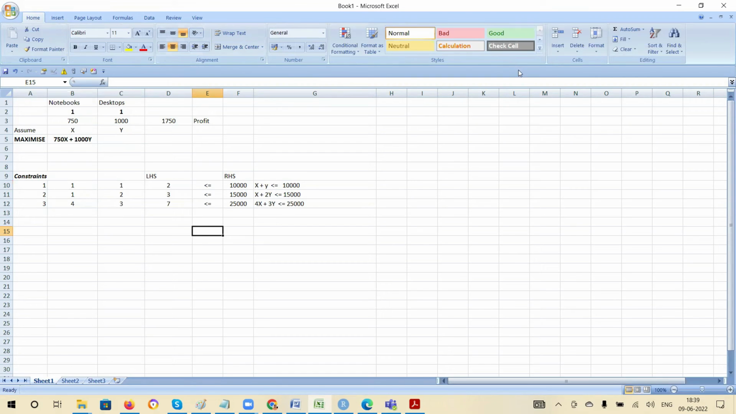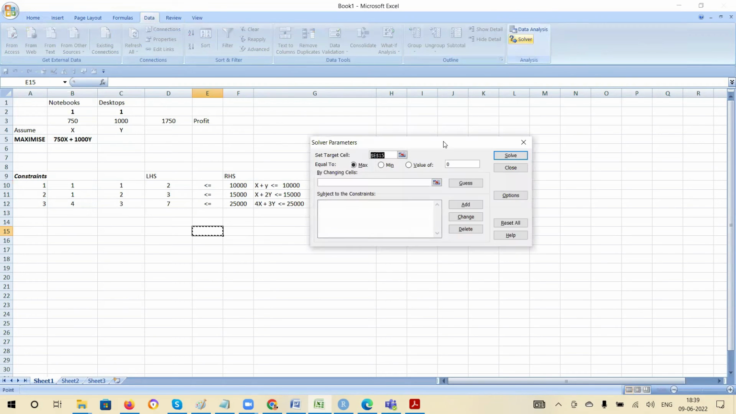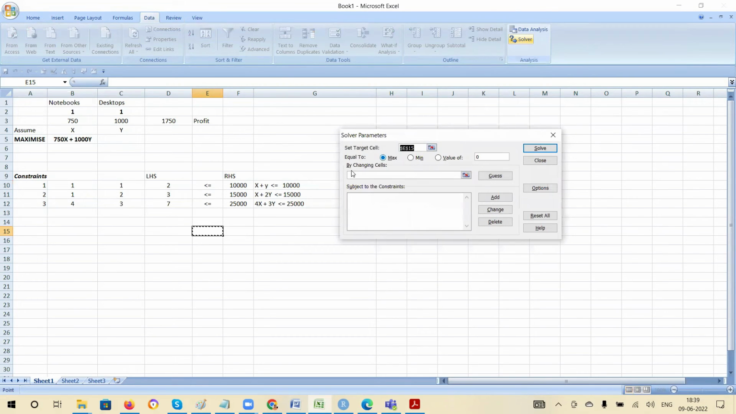Okay, so for that we use Solver here. Go to Data, get the Solver. Okay, now we'll solve it. See, target cell. What is the target cell? What is it that you're trying to maximize? We're trying to maximize this. This is your target cell, right? This is the profit. We have assumed one desktop, one notebook. This is the profit, but our target cell is to find the maximum value for this.